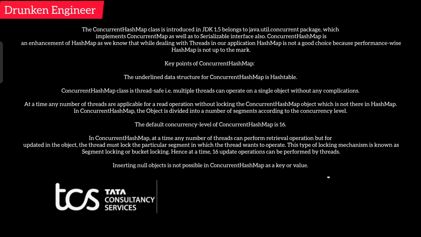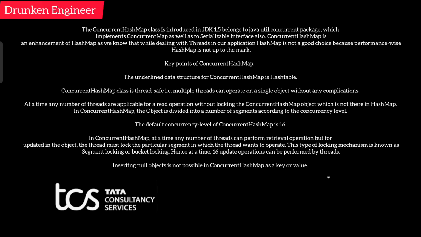Key points of ConcurrentHashMap: the underlying data structure for ConcurrentHashMap is a hash table. The ConcurrentHashMap class is thread safe, that is, multiple threads can operate on a single object without any complications. At a time, any number of threads are applicable for read operation without locking the ConcurrentHashMap object, which is not there in HashMap. In ConcurrentHashMap, the object is divided into a number of segments according to the concurrency level. The default concurrency level of ConcurrentHashMap is 16.